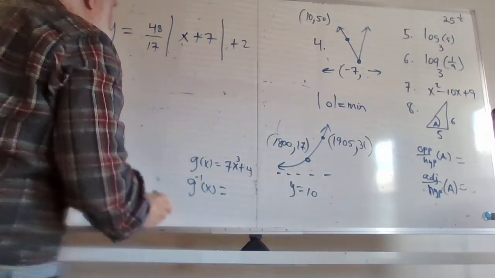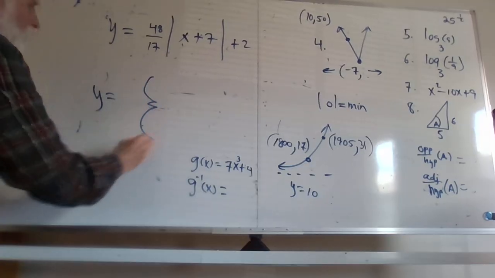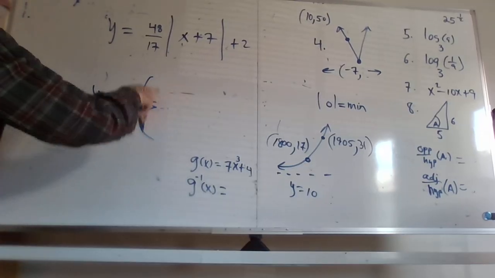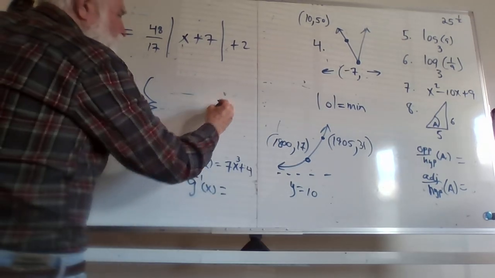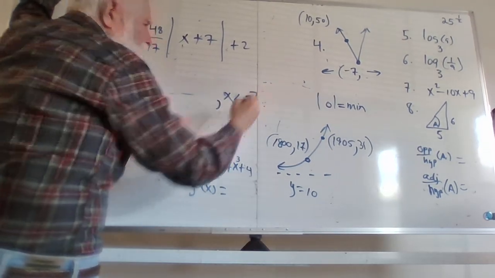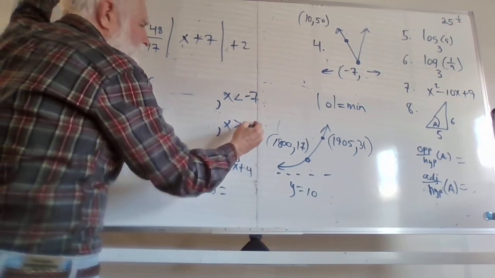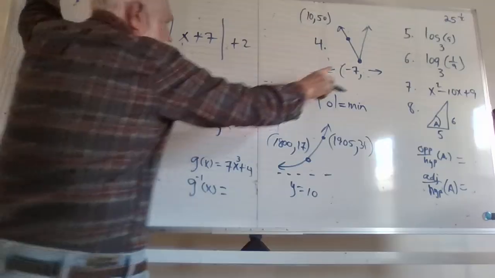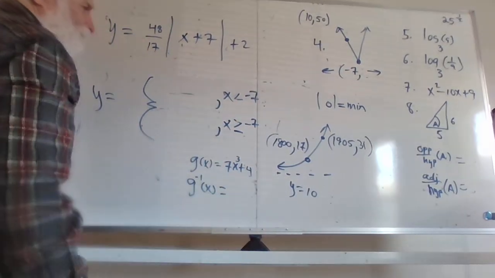And the one to the left, here's my pieces. I always like to say Alfred Hitchcock. Go back to the TV series and take a look at that. So one of them is going to be for my x less than -7. That's one of the pieces. And the other one's going to be greater than -7. And I suppose I got to have an equal sign. Doesn't matter which one. We'll put it at the bottom one.